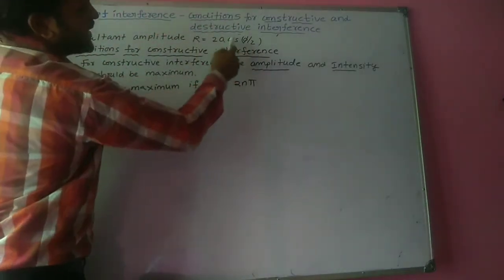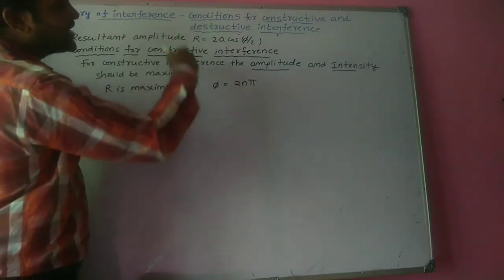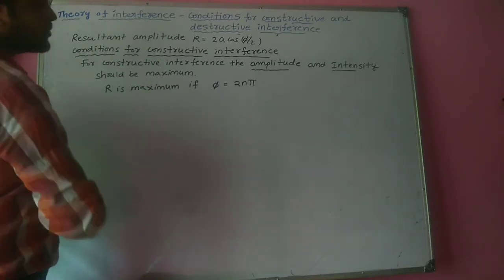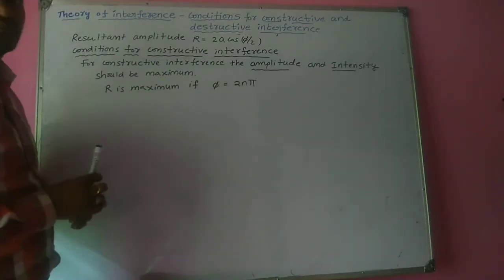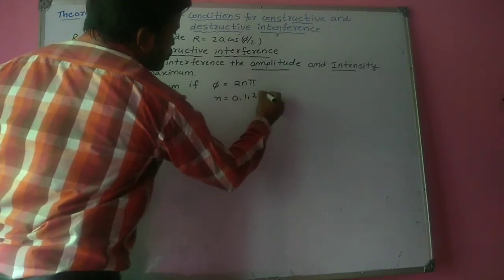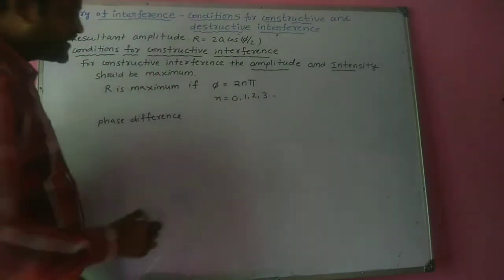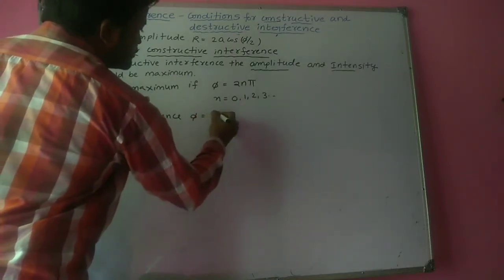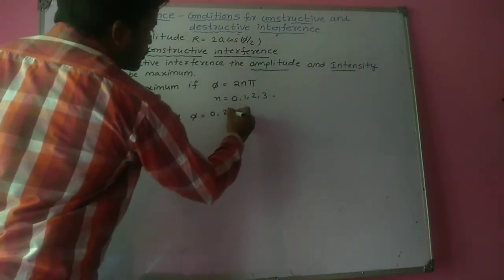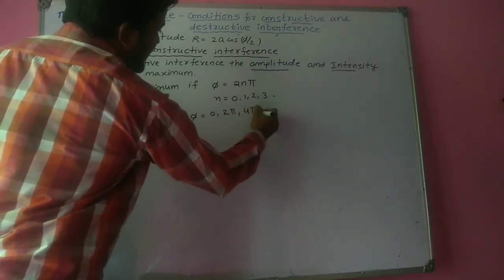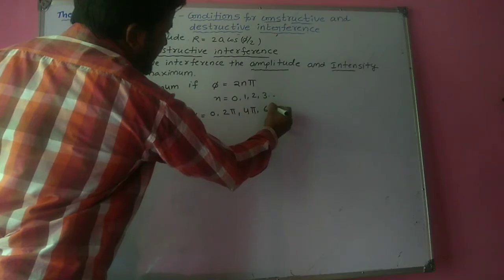When this value becomes minus 1, R becomes minus 2a. That means it gives maximum amplitude. So for maximum amplitude, R is maximum means phi should be 2n pi, where n is equal to 0, 1, 2, 3 and so on. From that, the phase difference phi is equal to, if you substitute n is equal to 0, 0, n is equal to 1 means 2 pi, n is equal to 2 means 4 pi, n is equal to 3 means 6 pi and so on.